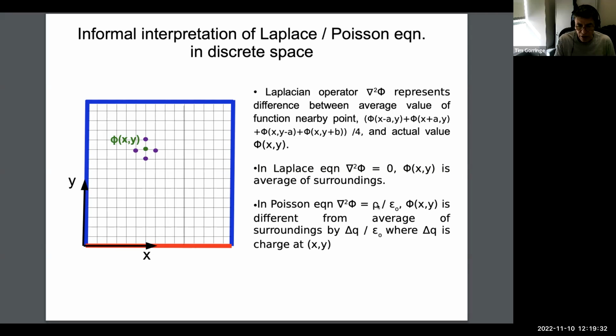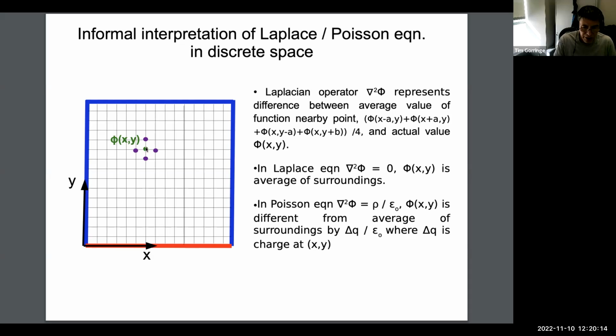In the case of Poisson's equation, the Laplacian isn't 0 in general. It's equal to the charge density at each point in space, or charge density divided by epsilon naught, at each point in space. So in that particular case, what Poisson's equation is enforcing is that the potential at this xy point here in green is different from the average value of the potential at the four neighboring points in magenta, by an amount that corresponds to the charge, I'll call it delta Q or dq, at this point here, divided by epsilon naught.